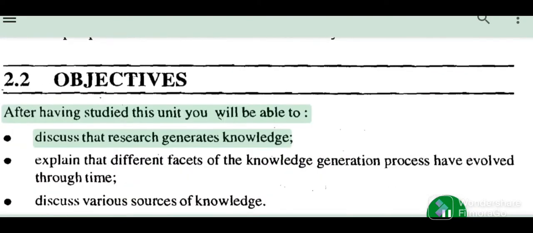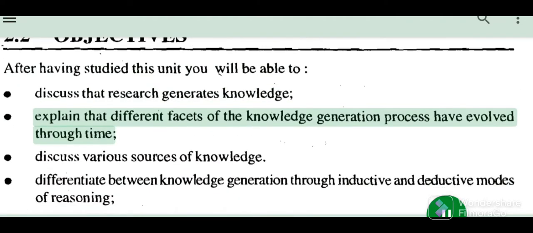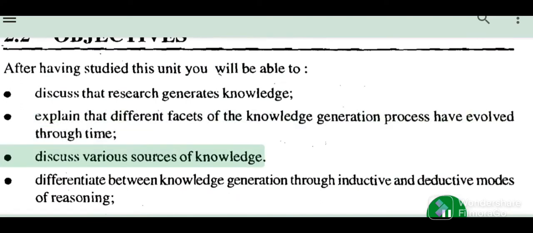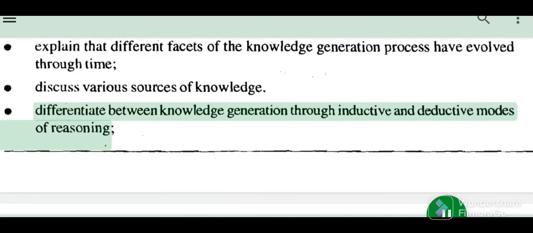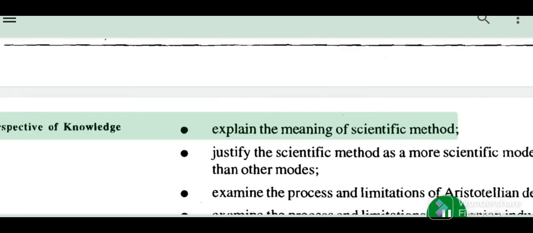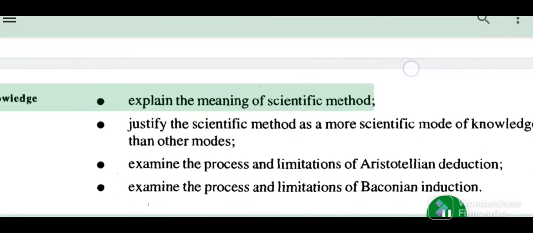After having studying this unit, you will be able to discuss that research generates knowledge. Explain that different facets of the knowledge generation process have evolved through time. Discuss various sources of knowledge. Differentiate between knowledge generation through inductive and deductive modes of reasoning. Explain the meaning of scientific method.